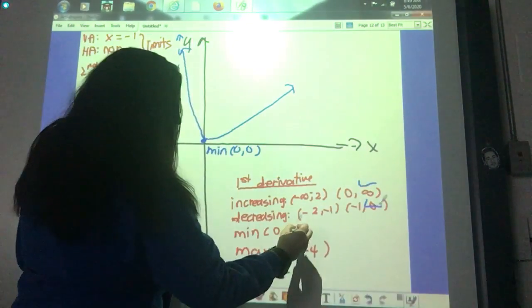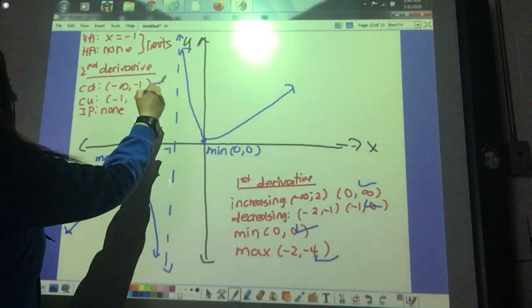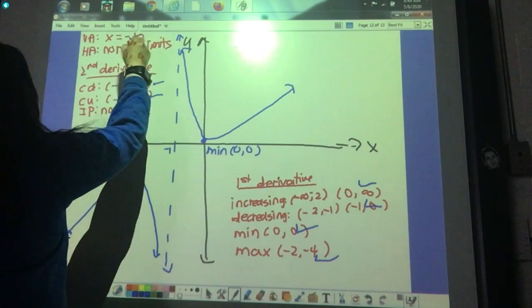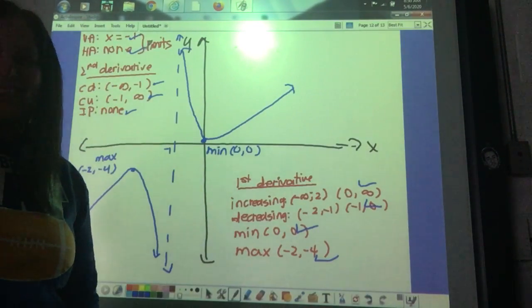So that all matches. I started with my min, my max. I've got my concave down, concave up. There's no inflection points. Okay, and there you go. That is our curve sketching.